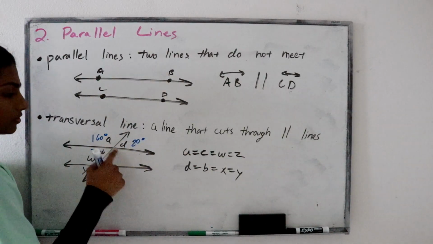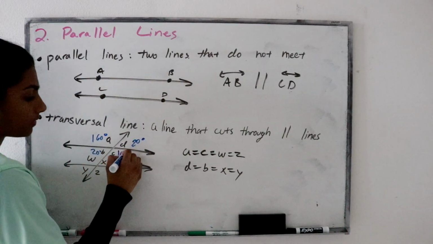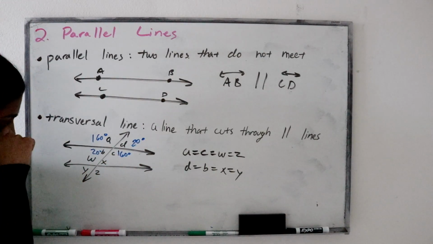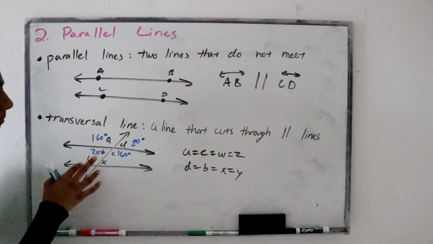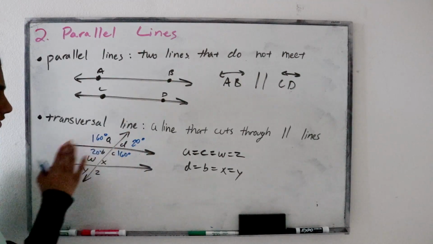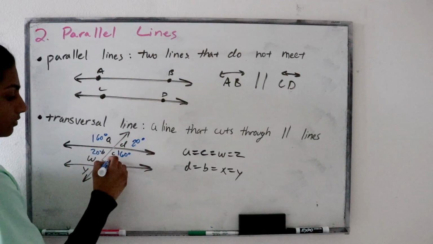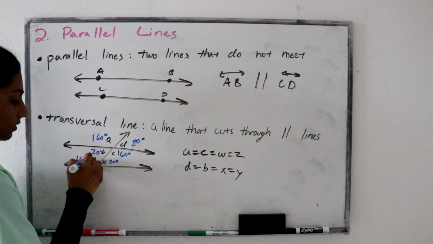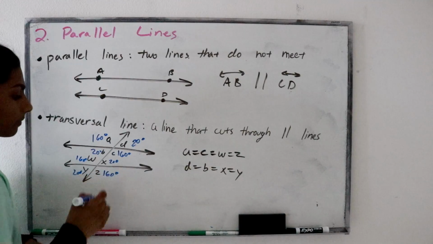And we know that this angle is also going to be 160 degrees since they're vertical. And since we know that this is pretty much just being copied right here, we know that it's going to be the same for all of these. This angle is going to be 20 degrees, this angle is going to be 20 degrees, this angle is going to be 160 degrees, and this angle is going to be 160 degrees.